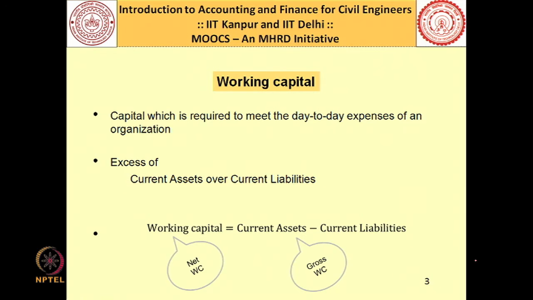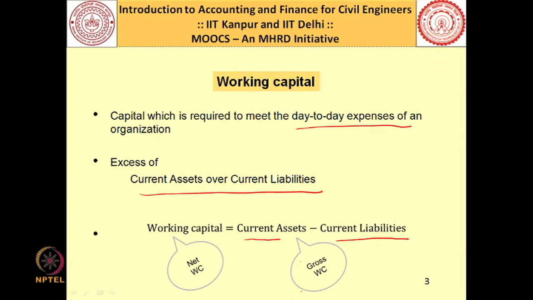Basically working capital, we define it as that capital which is required to meet the day to day expenses of an organization. This is important. We are trying to mobilize that capital which you need in order to meet the day to day expense of that organization. This is defined as excess of current assets over current liabilities. So, working capital is basically current asset minus current liability.